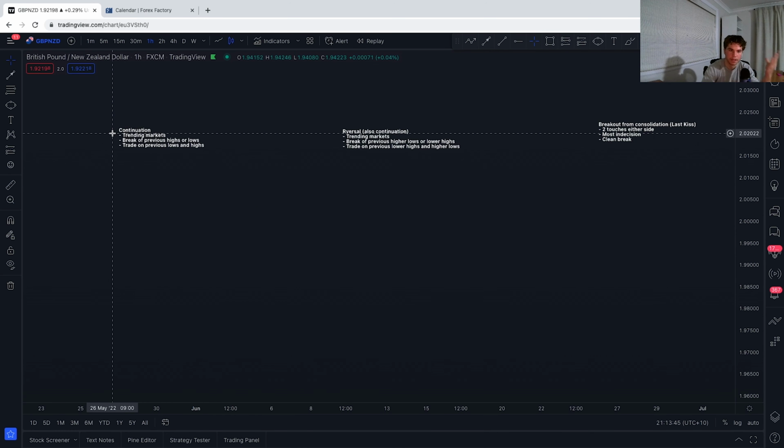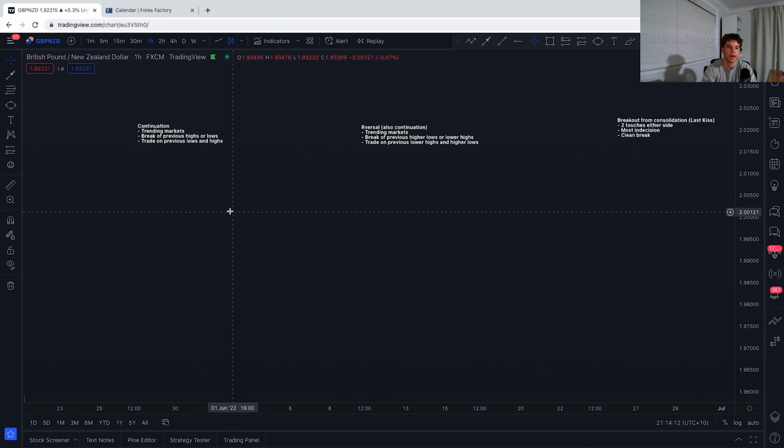The first one is a continuation from a trending market. The second one is a reversal, which is also a continuation, and I'll break that down how it's also a continuation, so don't worry about that. And the last one is a breakout from a consolidation. Now, all three of these are very similar, okay, but there are some key differences we need to be able to understand in order to identify these key levels.